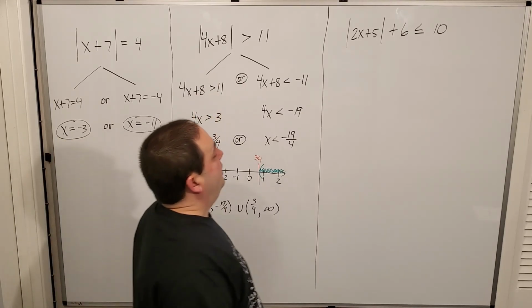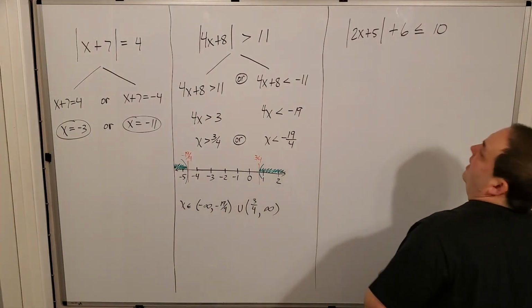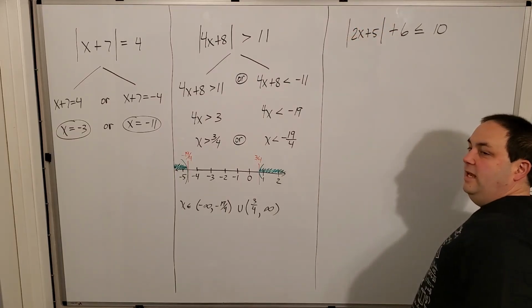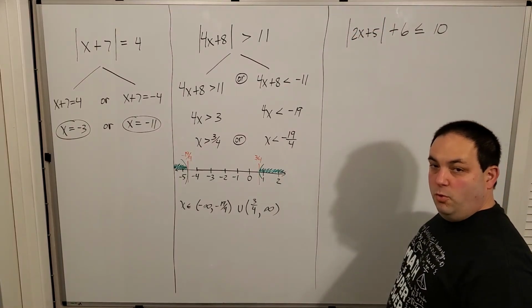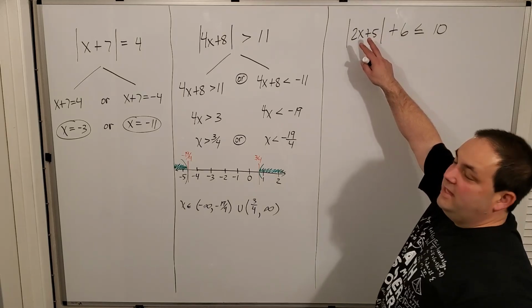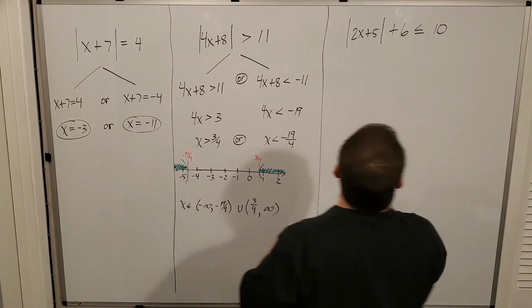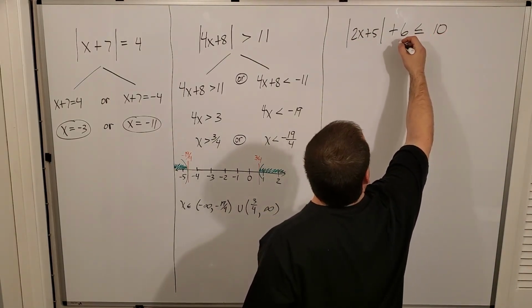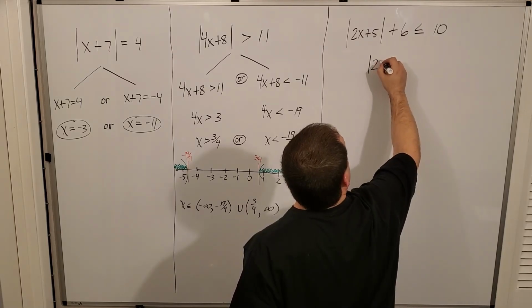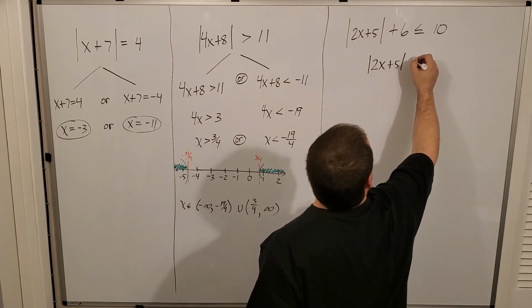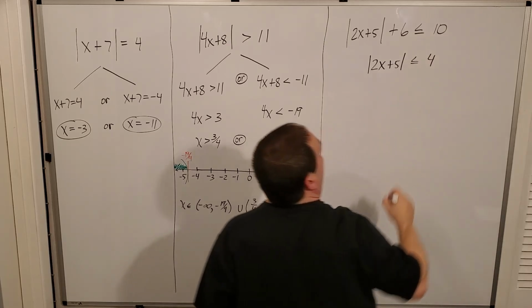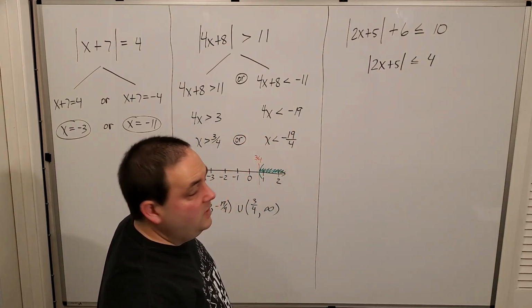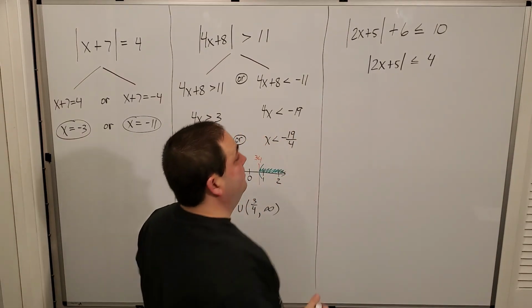Okay, in the last one here, I start out by noticing that my absolute value is not isolated. It's very important that before you split, you isolate the absolute value. So I'm going to subtract the 6 from both sides. Absolute value of 2x plus 5 is therefore less than or equal to 4. Now I split.